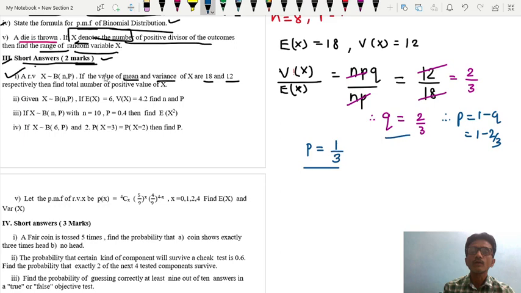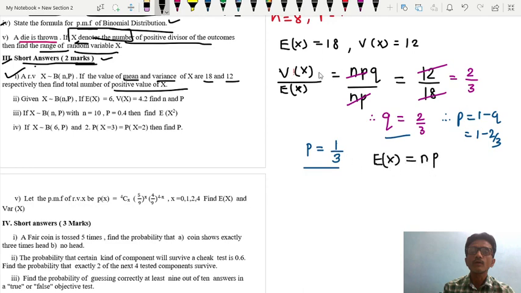What to find over here? We have to find the total number of positive values of x. So first of all we will find n. You have to find n. Ex is given, from this you can find n. Ex is equal to np.